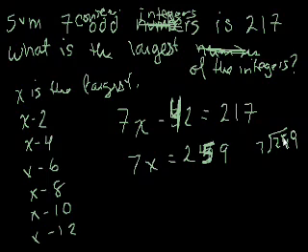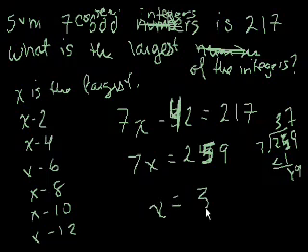259. So 7 goes into 259. Let's see, 7 goes into 25 3 times. 3 times 7 is 21. 49 goes into 37 times. So we get x is equal to 37.